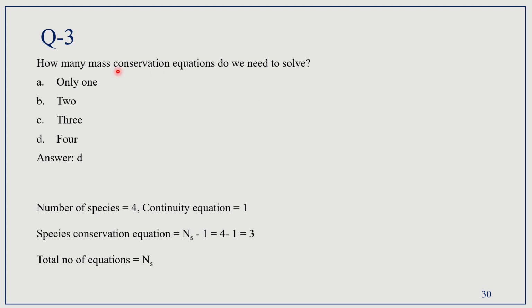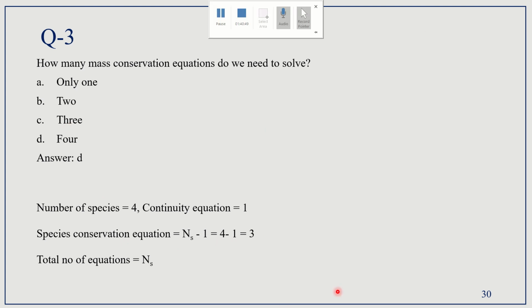The total number of mass conservation equations therefore becomes 3 species balance equations and 1 continuity equation. So 1 plus 3 gives us 4. Number of species also, we can say, is 3 plus 1, that is 4. But behind the scenes, what is happening is that we have 1 continuity equation and 3 species balance equations. So the total number of equations is 4, 3 plus 1. So we'll go to question 4.